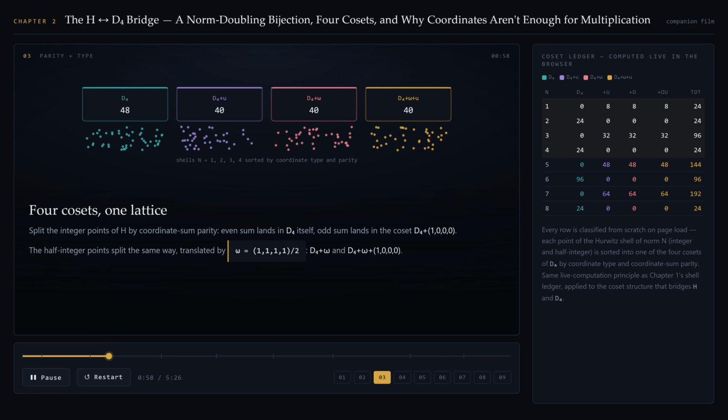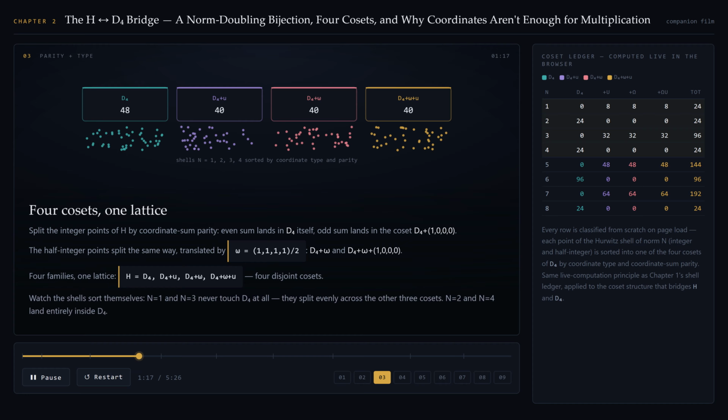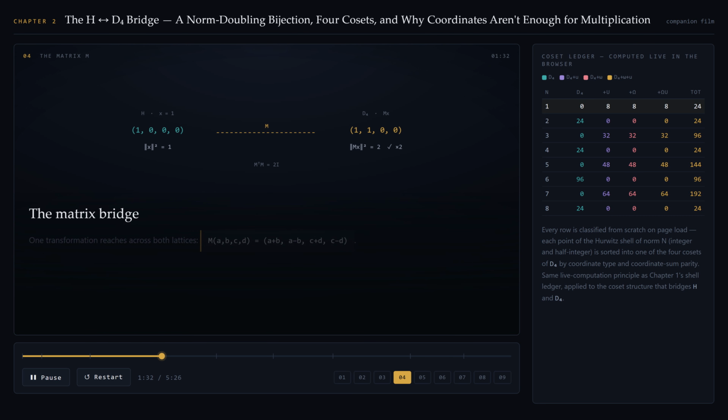Split the integer points of H by coordinate sum parity. Even sum lands in D4 itself. Odd sum lands in the coset D4 plus (1,0,0,0). The half-integer points split the same way, translated by omega, 1/2 times (1,1,1,1): D4 plus omega, and D4 plus omega plus (1,0,0,0). Four families, one lattice: H equals D4, together with three translated copies of it.